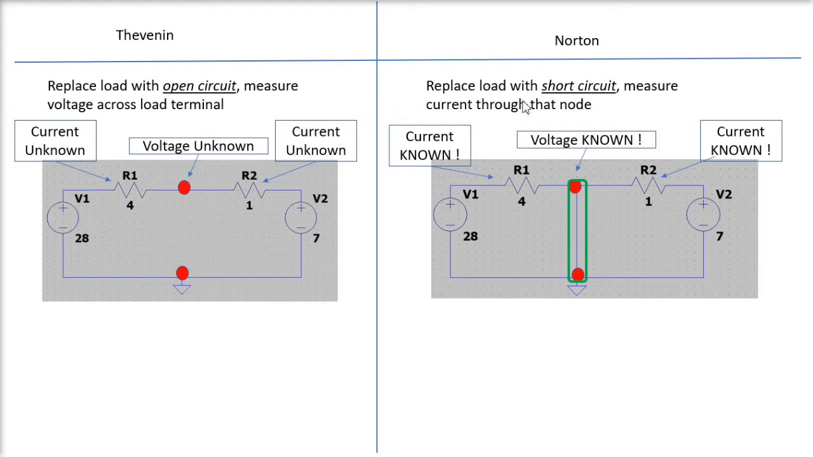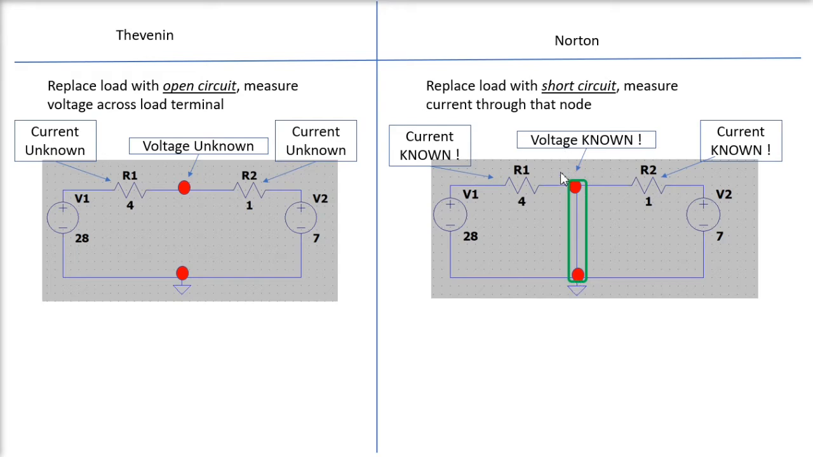Okay, so for the Norton equivalent circuit, the rule is I have to replace the load with a short circuit and then measure the current through that node, right? So when I replace the load with a short circuit, you're going to see that this is shorted with the ground, right?